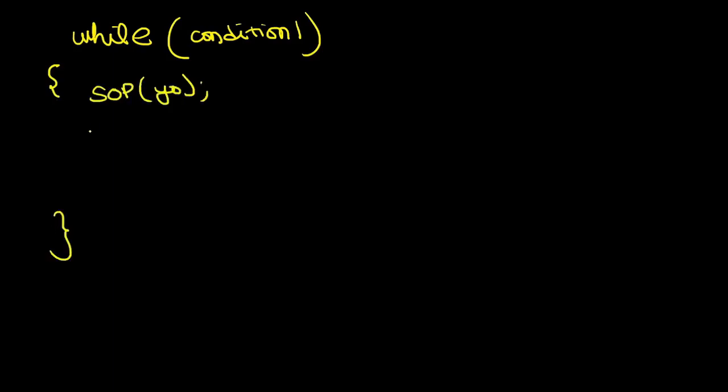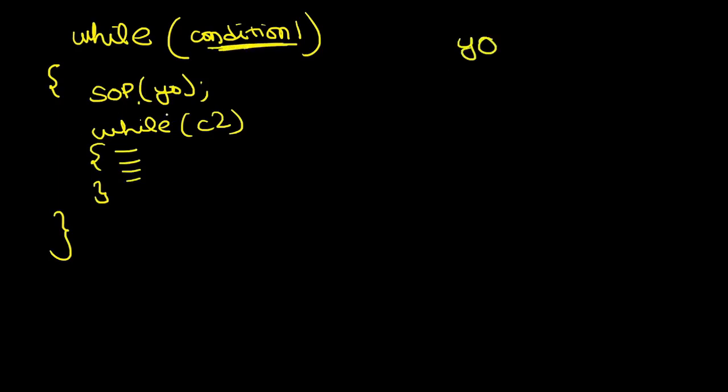Let's say I'm telling you condition 1, any condition, and you basically say SOP, yo. And then you can write while condition 2, let's say you have another while loop body. So guys, what will happen? First of all, you check this condition 1. If it is true, you enter.